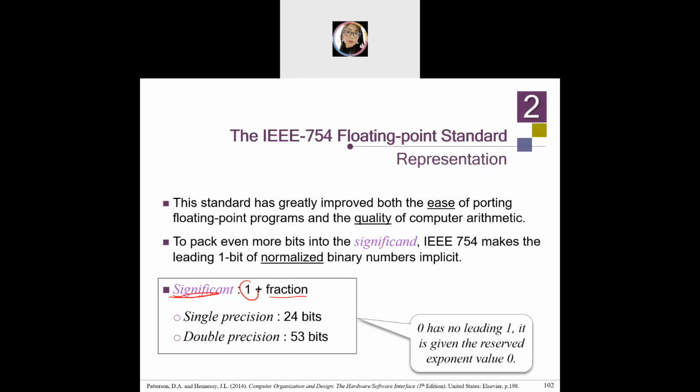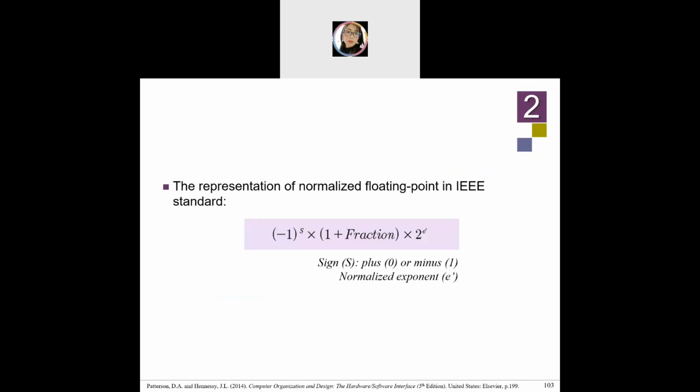And 0 has no leading 1, so it will give the reserved exponent value 0. Okay, you can try to understand the sentences. It's better for us to look into the example later on. This is the format for the IEEE compared to our normal simple floating point. It is slightly different. We have a sign, and then we have a fraction and number plus our 2, and then we have the exponent. Just as simple as that. But now it's already quite complicated.